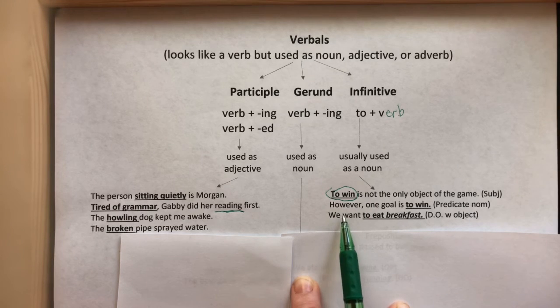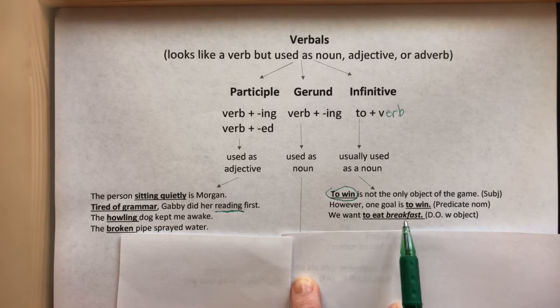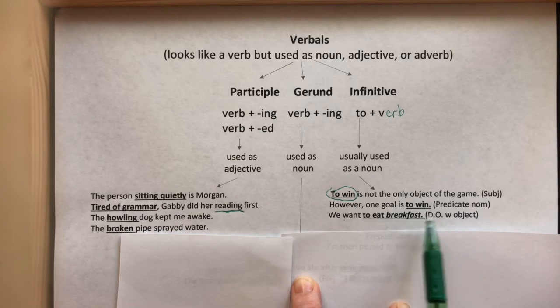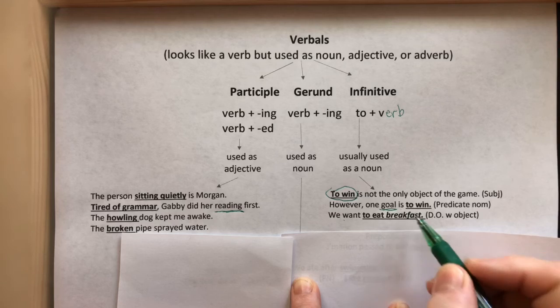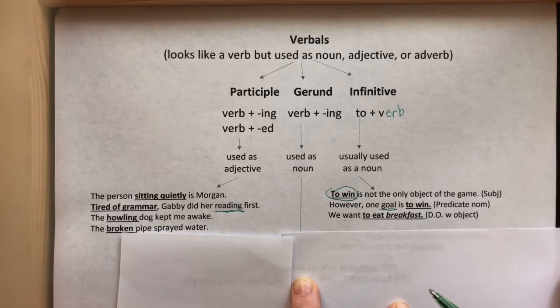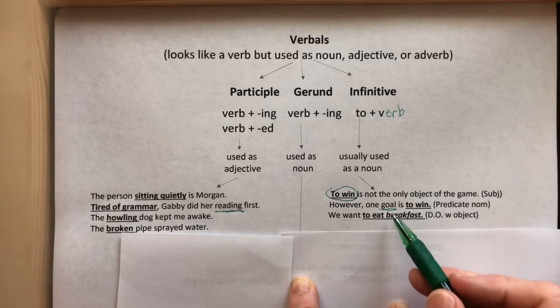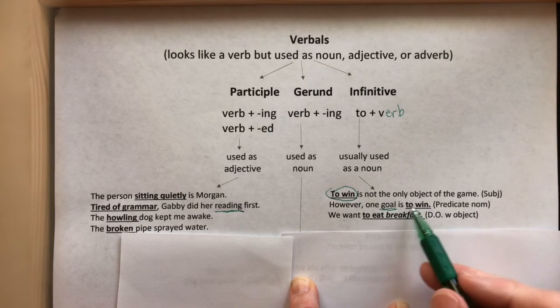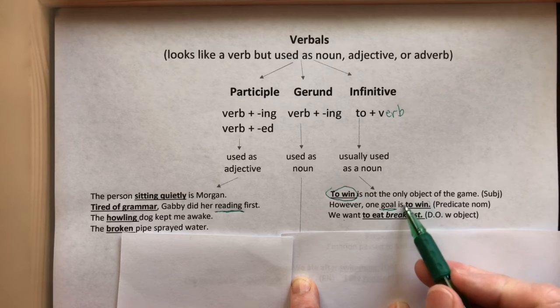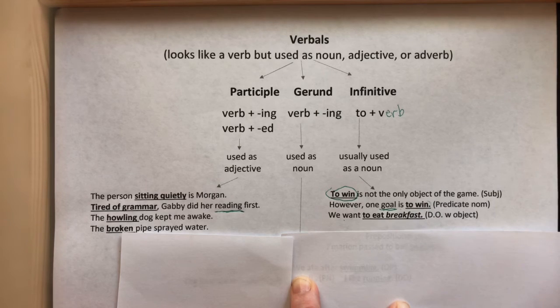Let's look at the next one. However, one goal is to win. So with this one, goal is our subject, is our verb, and when we have is or a linking verb like that, it means equal. So the goal and to win are the same thing. We're talking about the same thing. They're equal. So to win is an infinitive being used as a predicate nominative.